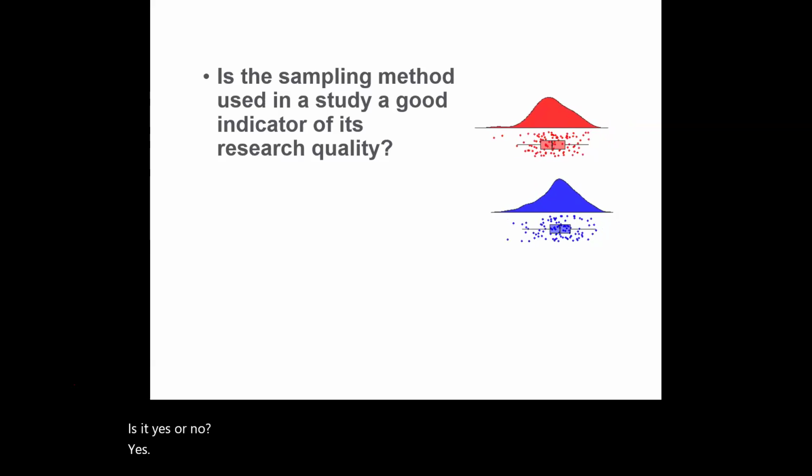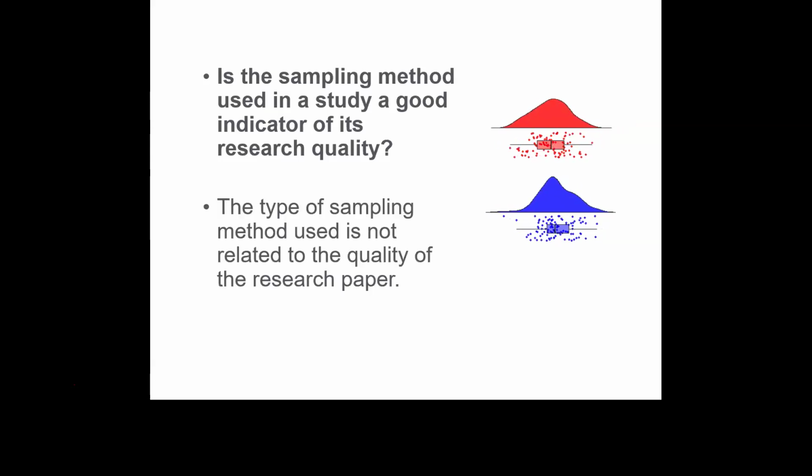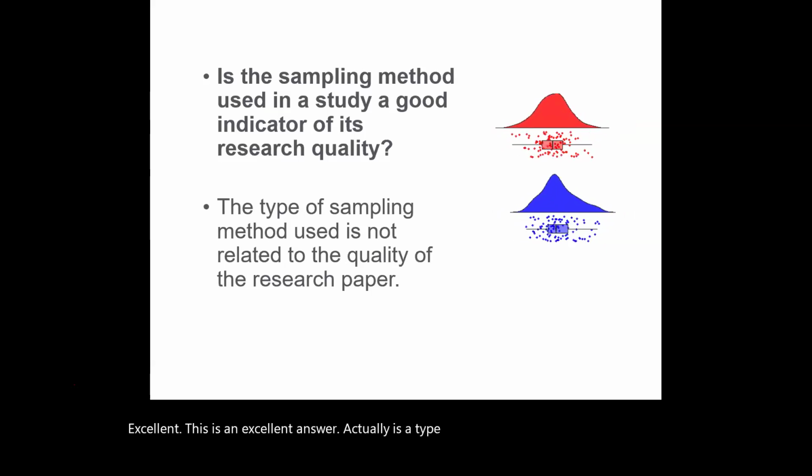Doctor, I think it's not related to the research quality. It's just about the statistics. If your statistician is good and competent, he will choose a good sample size. But about the quality, the idea, the design, and the development of the methodology, it's not related. Excellent. This is an excellent answer. Actually, the type of sampling method used is not related to the quality of the research paper.